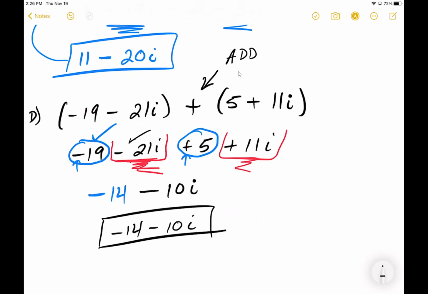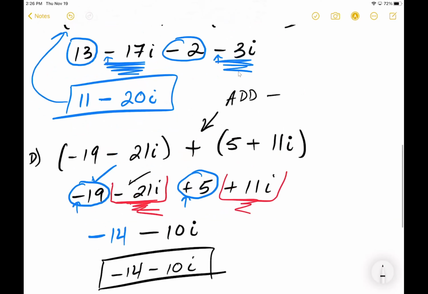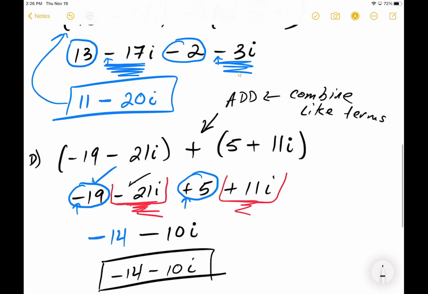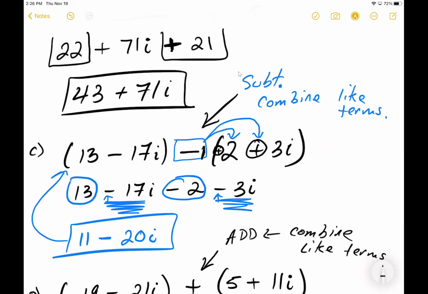So as complex numbers go, it's very doable. It's basically combining like terms. When they ask you to add, you just drop the parentheses and combine like terms. For subtract, it's a little bit different. For subtract, in order for you to combine like terms, you need to change the sign of the second parenthesis, and only the parenthesis after the minus sign.